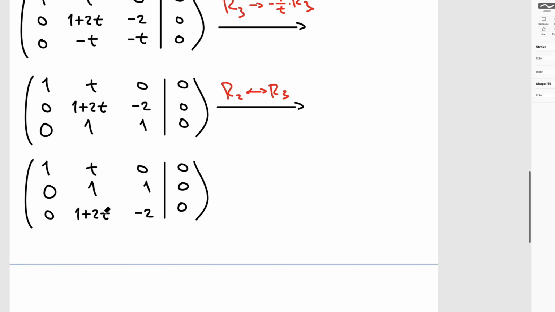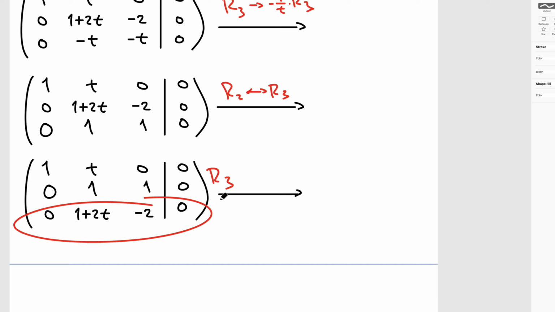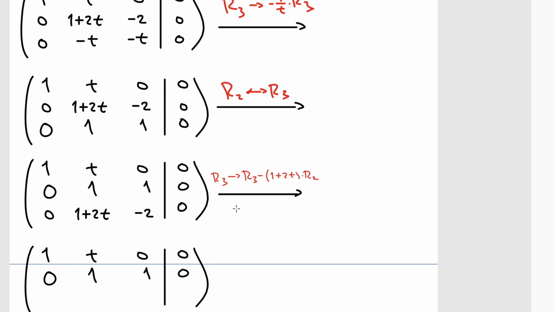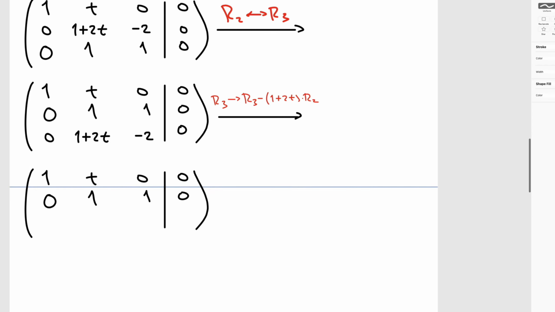And now let's use this 2 to get rid of this 1 plus 2t. So I'll do R3, right? We're trying to change row number 3, becomes R3 minus something times 1, which will cancel this. Well, that only can be 1 plus 2t times R2. Came out a bit big, so let's shrink this. And notice that we've only changed row number 3. So I can just duplicate row 1 and row 2. Now we chose the elementary row operations so that this becomes 0. And now we just have to figure out this part.